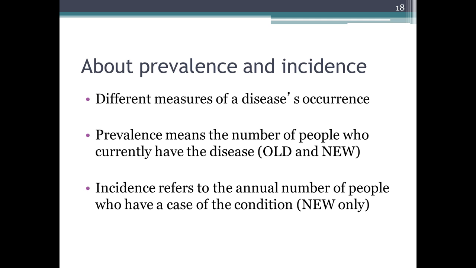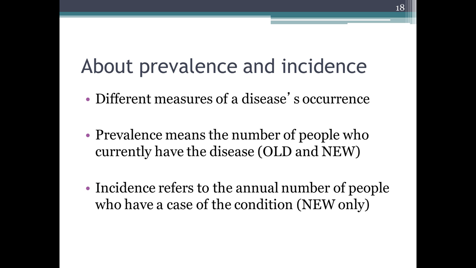Prevalence and incidence are the different measures of disease occurrence. When we talk about prevalence, we simply mean how many people currently have the disease. My mnemonic, in order to remember this clearly, is to ask what is the number of people who have new and old disease. So it's just old and new.